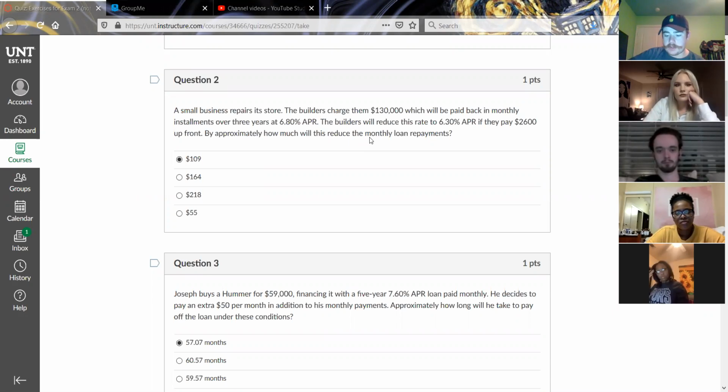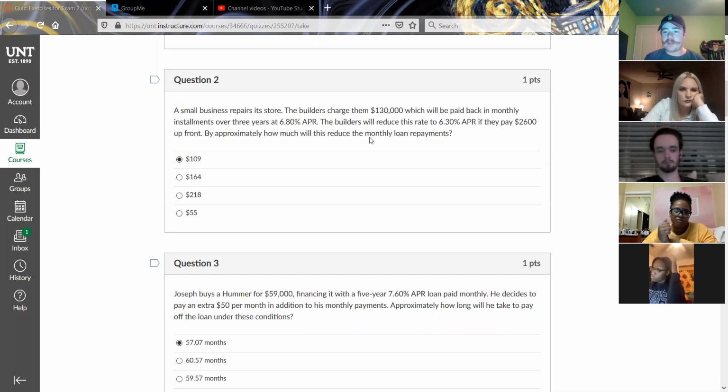On this one, it was just entering the formula with the information it gives you and seeing what the difference is on payment. So it already tells you that it's going to be monthly installments over 3 years. So 12 times 3 is 36. You already know what the percentage is. So you start by putting it in with 6.8%. Your present value is, for the first one, $130,000, because that's the loan right now that's going to be paid back later. Like I said, you don't know payment, and then the future value is going to be 0.